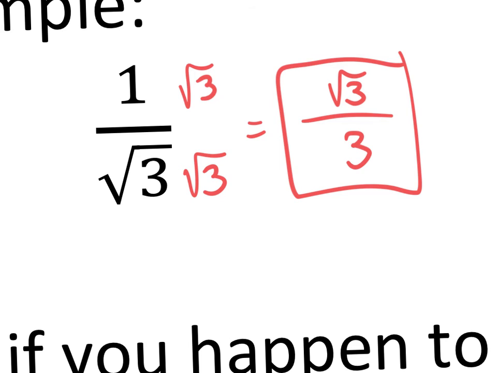So I just did a simple example of you getting an answer that you can't leave like that. You can't leave it with the square root of 3 on the bottom. You have to get rid of that square root of 3. And how do you get rid of the square root of 3? By multiplying with itself, both top and bottom. Okay?